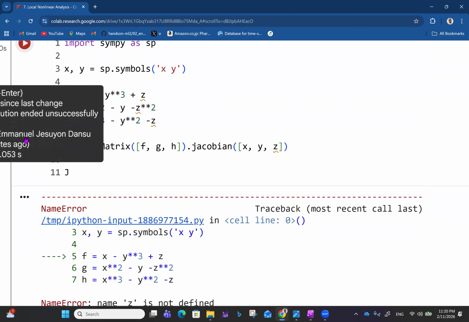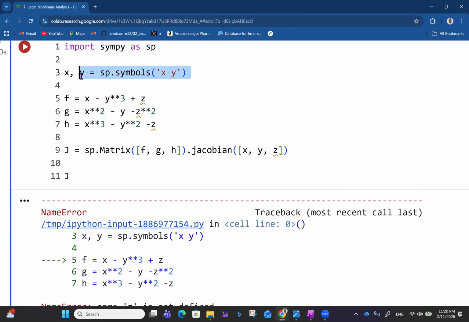Okay, we have a problem here. Oh yeah, I didn't define z here. So x, y, z. Okay. Then symbols, I add z to this, and then now everything should work fine.